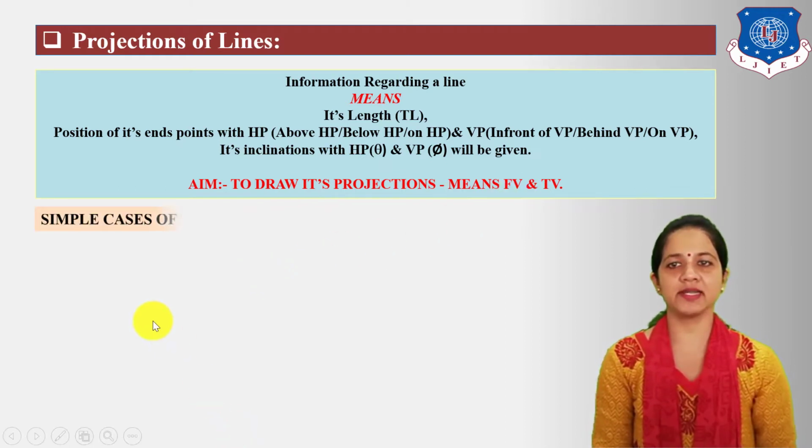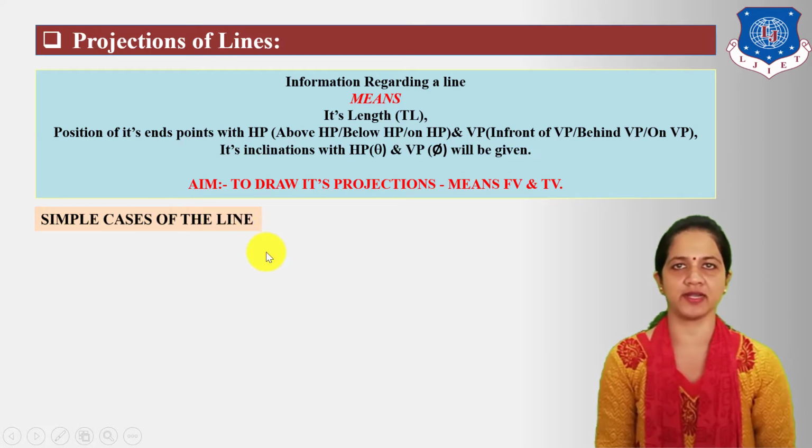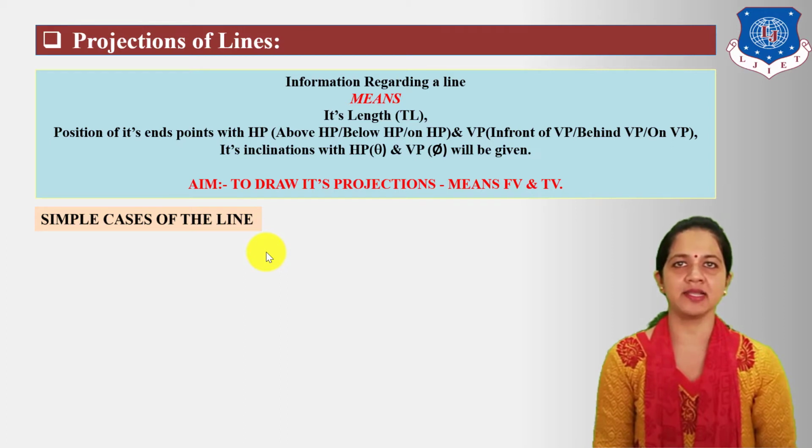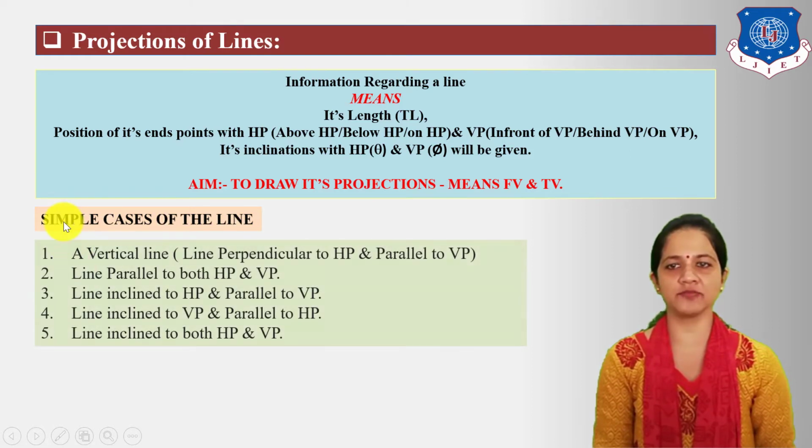Next, let us understand simple cases of the line in the first quadrant. In projection of points and lines we use all quadrants, but the first quadrant is easy for better understanding. So we will use the first quadrant here for simple cases of the line. There are 5 cases of the line.